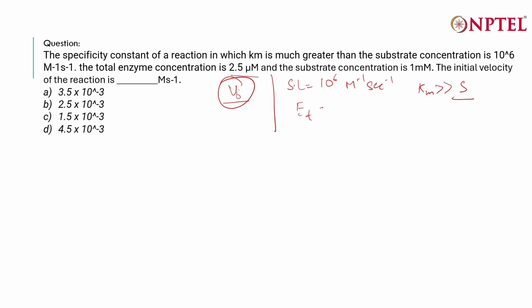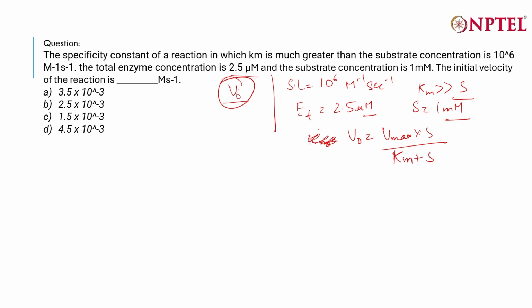We have the total enzyme concentration as 2.5 micromolar and the initial substrate concentration is 1 millimolar. Okay, so first, by the Michaelis-Menten equation we have V naught is equal to Vmax into S by Km plus S.